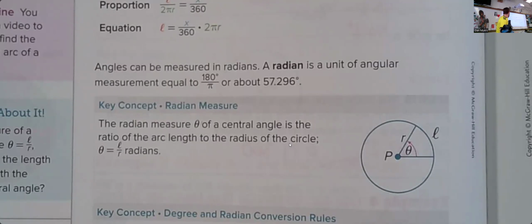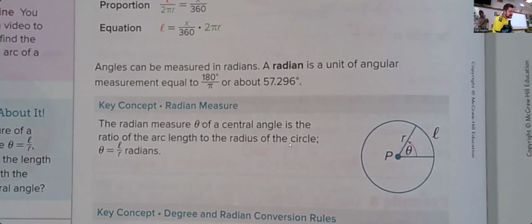But right here, it says that the radian measure of a central angle is the ratio of the arc length to the radius of the circle. That's what we just did in the warm-up. So whatever your arc length is, divided by the radius, gives you the radian measure. Whatever the radian measure is going to be, that ratio.